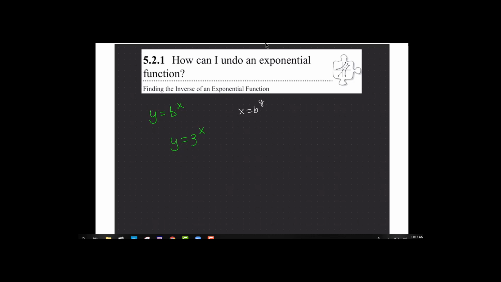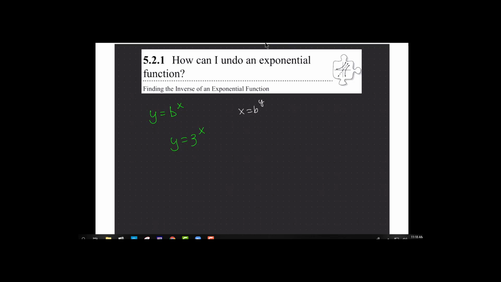Which family of functions is that going to belong to? You should know families of functions: linear families, exponential families, absolute. Exponential, there you go, exponential family. And we know it's an exponential family because it's an exponential function. And how do we know it's an exponential function? Because x is in the exponent.